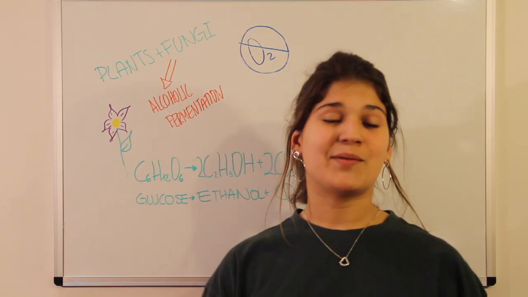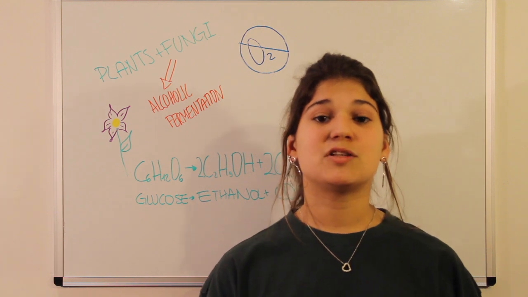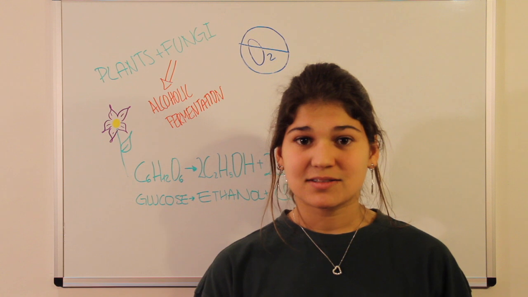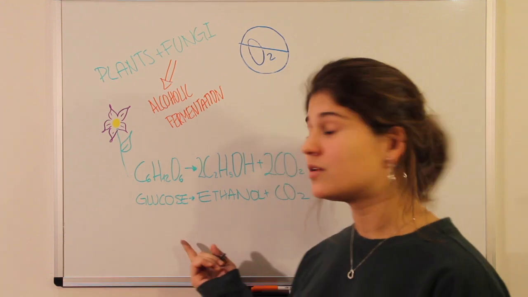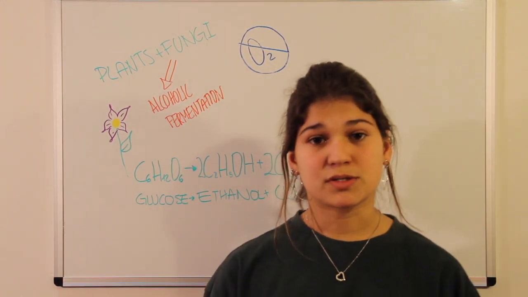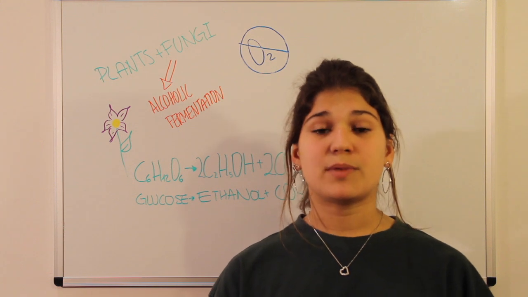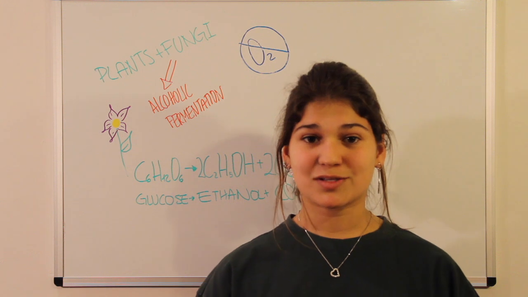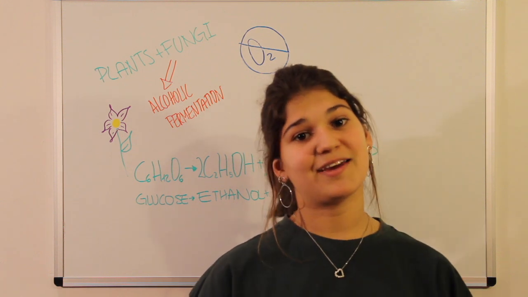For example, when we're baking bread, we see that the dough rises after we leave it for a long time with the yeast. This is because alcohol and CO2 are being produced. The bubbles of CO2 make the dough rise, showing how alcoholic fermentation works for plants and fungi.